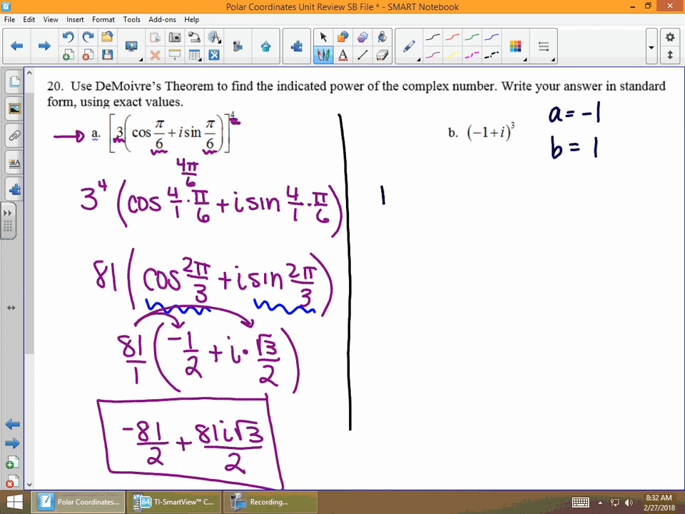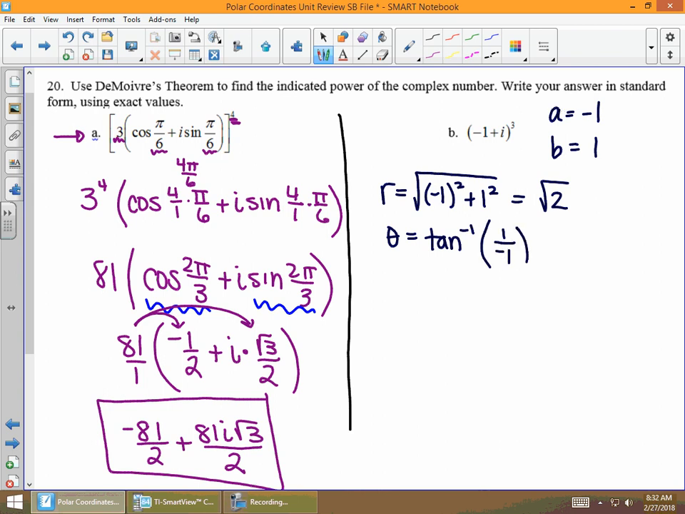So to find R, we do square root of A squared plus B squared. And that's going to give us square root of 2 as our R. Theta, we do arctan, and we're doing B over A. So tangent is 1 at our fourths, but if we have a negative A and a positive B, we would be in quadrant 2. So our tangent fourth in quadrant 2, we're looking for the angle 3 pi over 4.